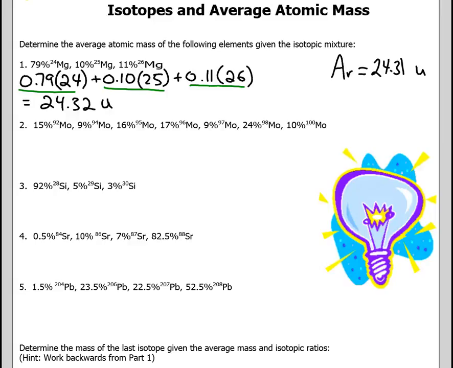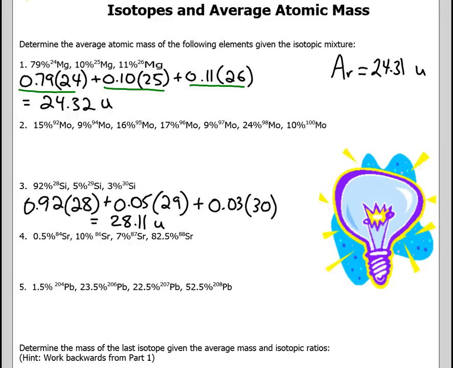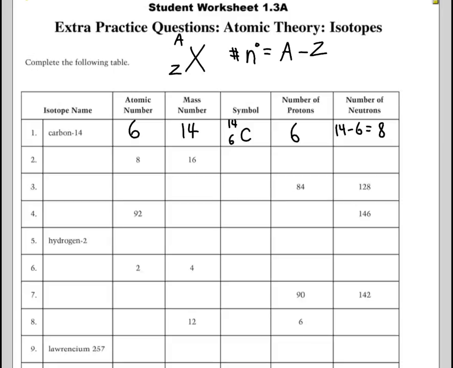So if I do one more here just to give you some confidence with how this works, let's look at number 3. Okay, so again, 92%, 0.92 multiplied by its value of 28 atomic mass units, 5%, 0.05 times the silicon 29 isotope's mass, and 3%, 0.03 times the last, heaviest isotope of silicon. Add them all together, we get 28.11. And if we compare that to silicon, it's very close. 28.09 is the listed value in the back of our textbook. So again, this worksheet will also finish in class tomorrow.